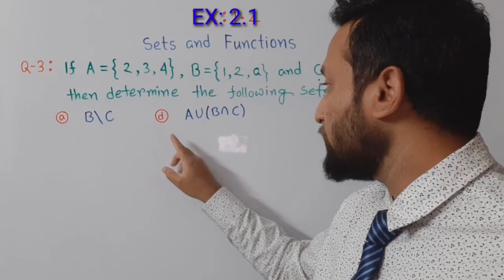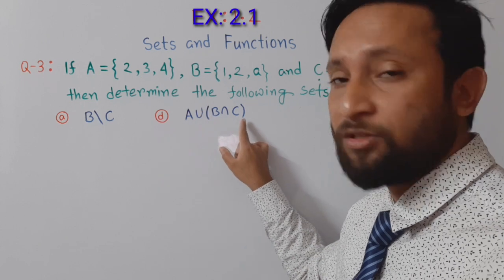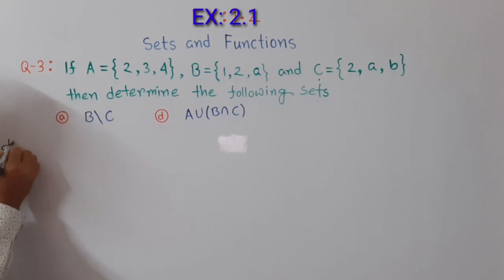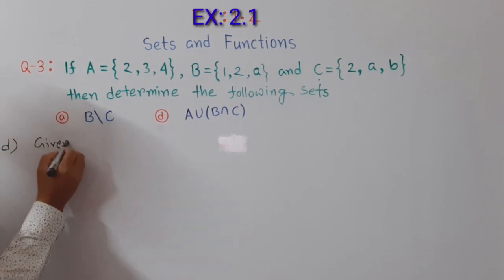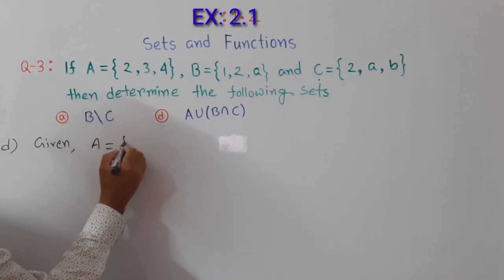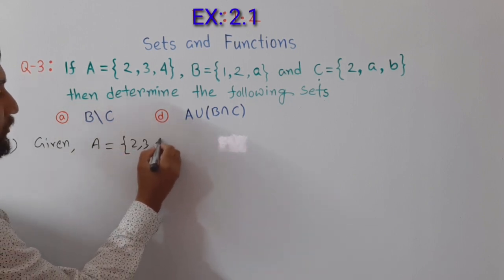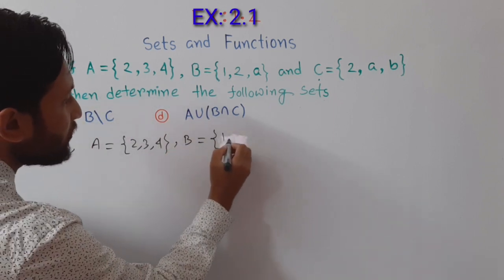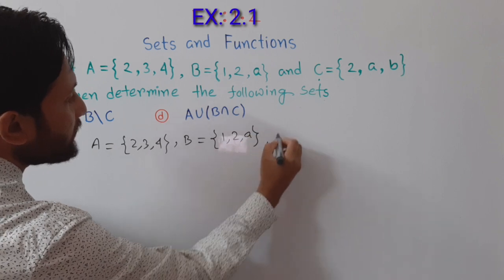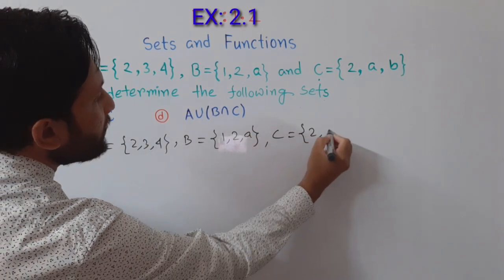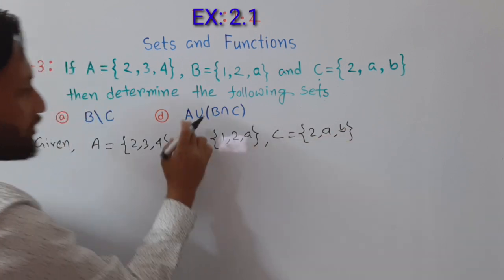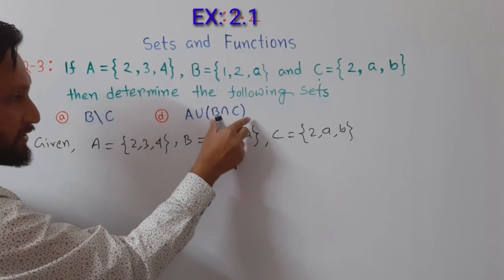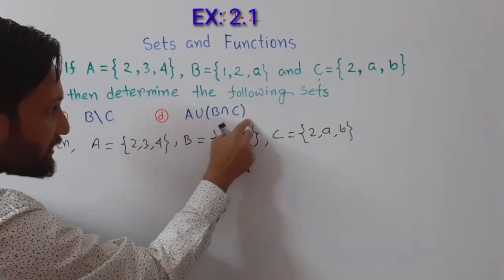We have to identify the set of A union of B intersection of C. Okay, at first write down the given part for D. So given set A is 2, 3, 4, and B set given is 1, 2, a, and then C set is 2, a, b. Okay, so we have to determine the set A union of B intersection of C. That means at first we need to identify B intersection of C.